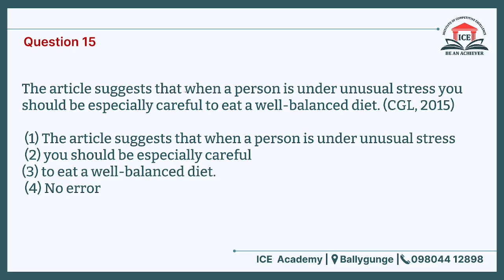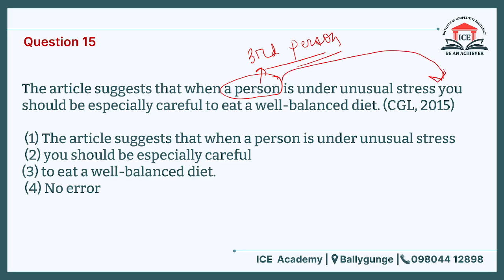Acha, the article suggests that when a person is a person, this is third person, right? A person, that is not first person, that is not second person, therefore it is a third person. If a third person is used, and for that, look, you is used. We know you, that is a second person pronoun. So the subject is third person, and for that a second person pronoun is used. That's why it is wrong here, the error here.